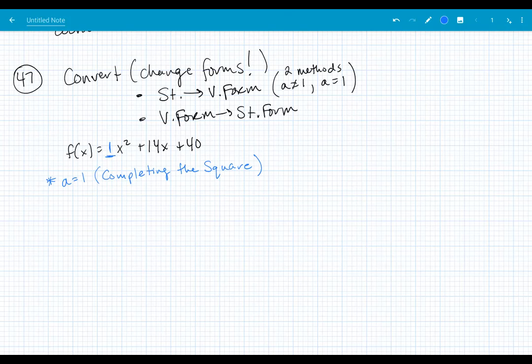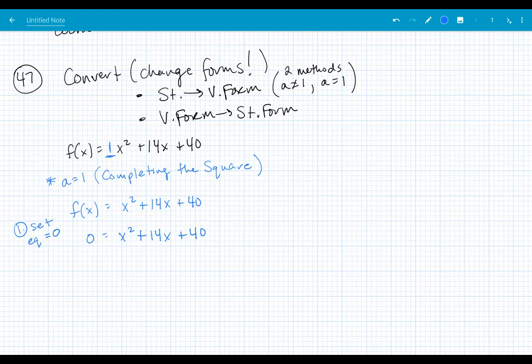So, when completing the square, what we want to do is take our function, and the first step that we're going to take is set our equation equal to 0. So there we go. 0 equals x squared plus 14x plus 40. So step number 1, set our equation equal to 0. Done.